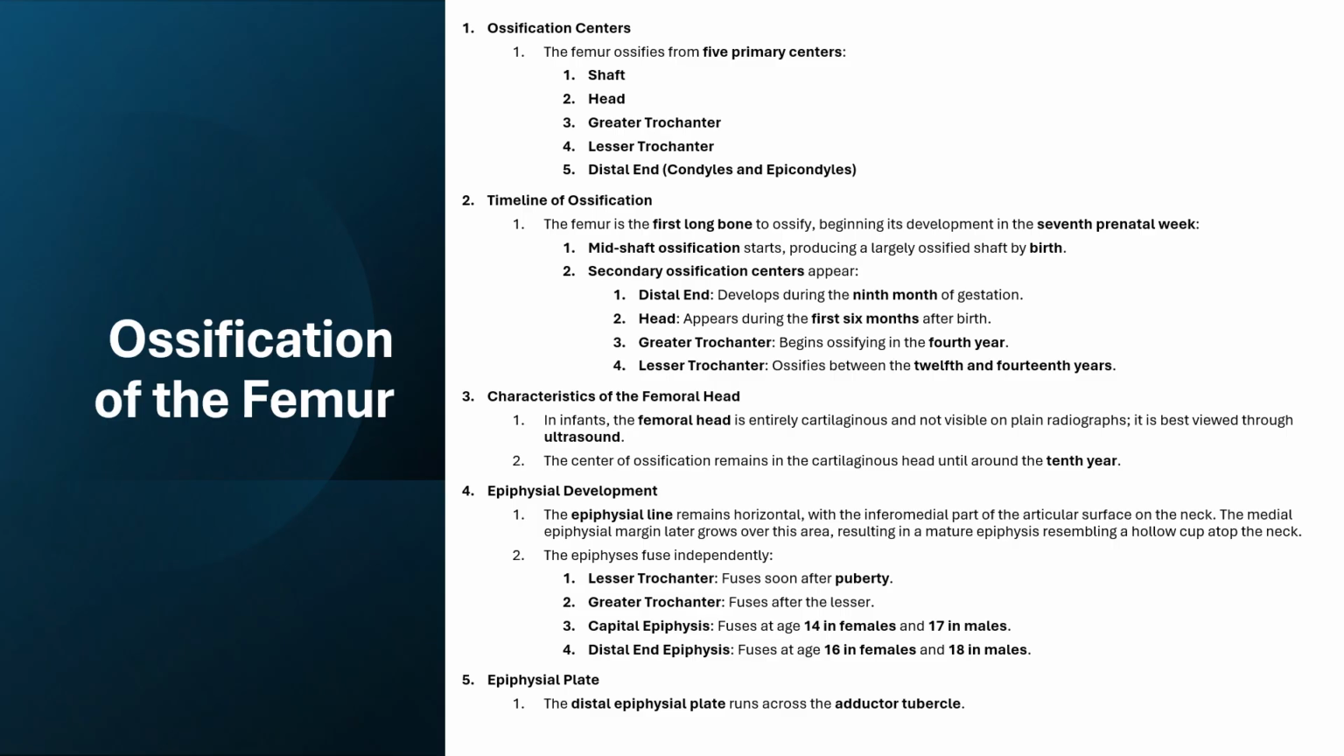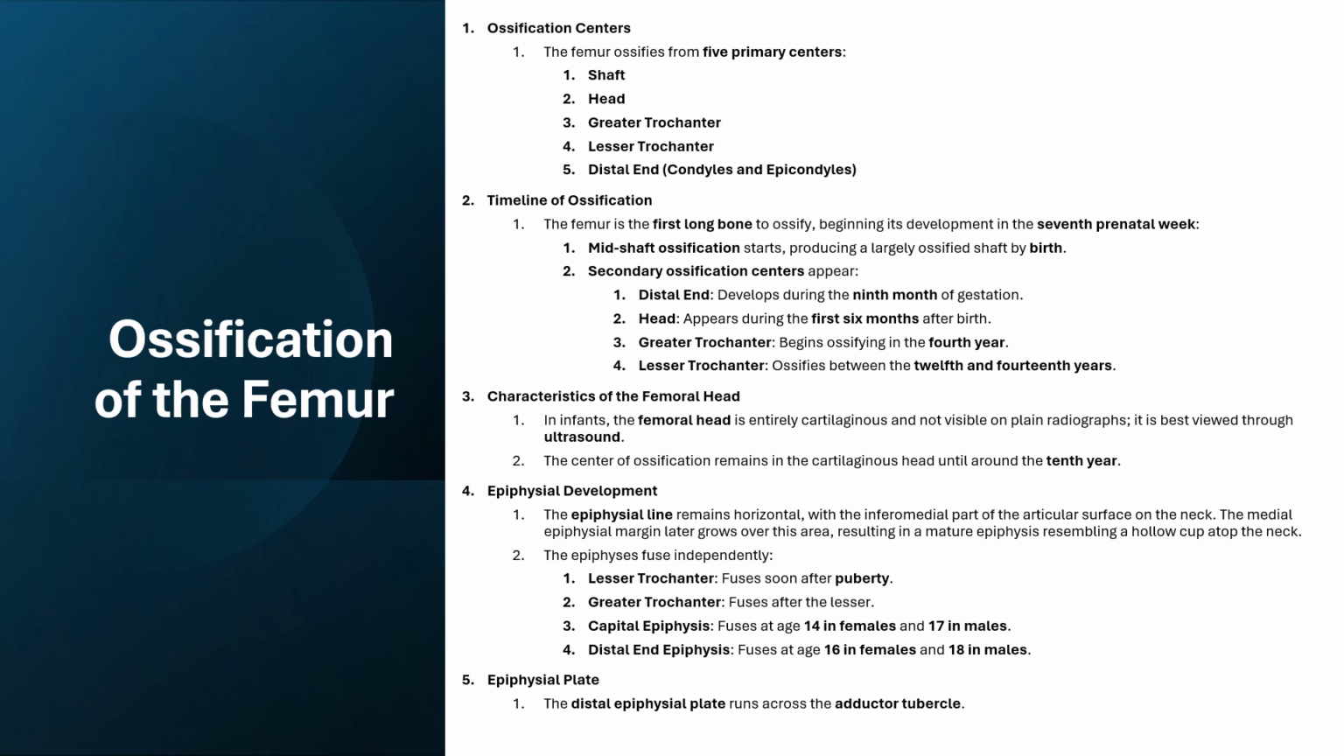When we talk about the ossification of the femur, it ossifies from five primary centers: one for the shaft, head, greater trochanter, lesser trochanter, and the distal end, that is the condyles and epicondyles. Timeline of ossification: the femur is the first long bone to ossify, beginning its development in the 7th prenatal week, and mid-shaft ossification produces a largely ossified shaft by birth. The secondary ossification center at the distal end appears in the ninth month of gestation. The head appears during the first 6 months after birth. The greater trochanter ossifies in the 4th year. The lesser trochanter ossifies in the 12th to 14th year.